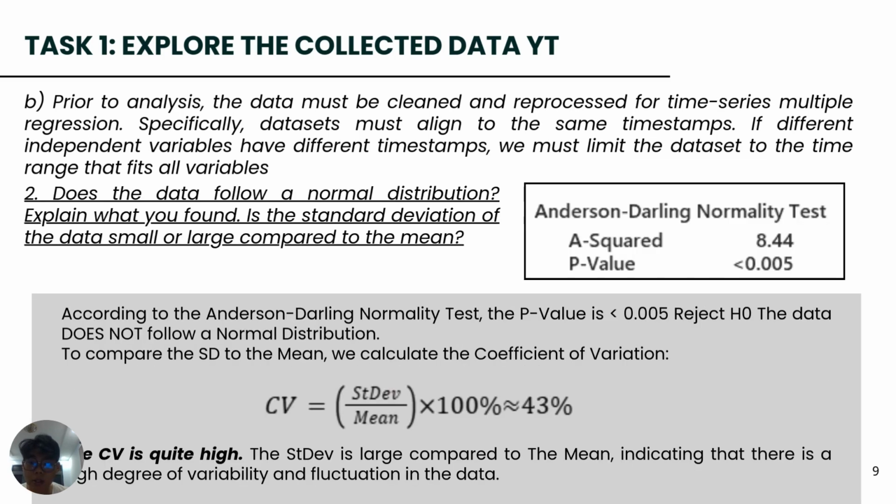For the next question, does the data follow a normal distribution? We use the Anderson-Darling normality test. The p-value is less than 0.0005, and because this is smaller than the alpha, we conclude that the data does not follow a normal distribution. Also, the CV is about 43%, which is high. This confirms that the sales data varies significantly.